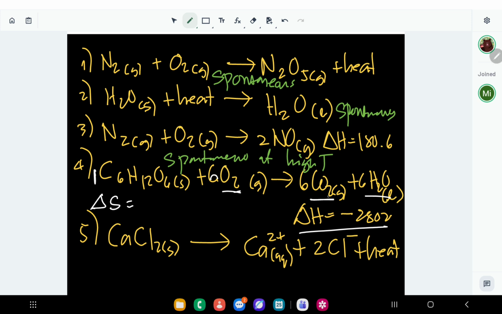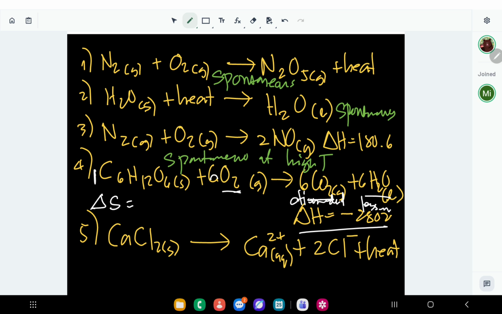And then we have CO2 on the product side. CO2 is a gas molecule, and water is a liquid. So CO2 is gas, which means this is more disordered. And water is liquid, so it has less entropy than gas.